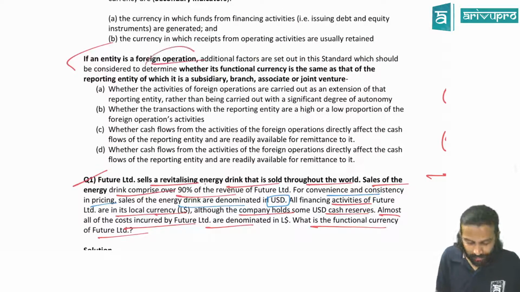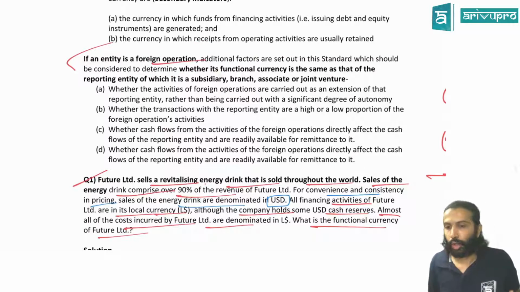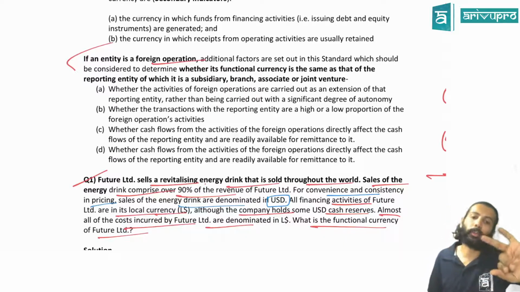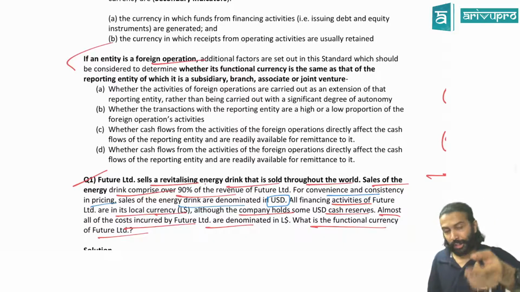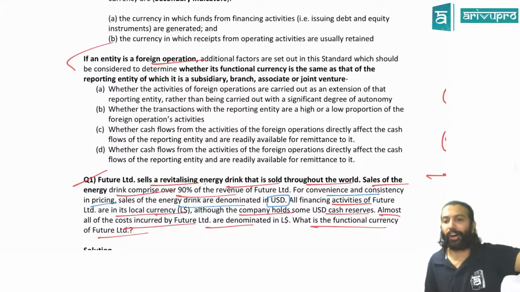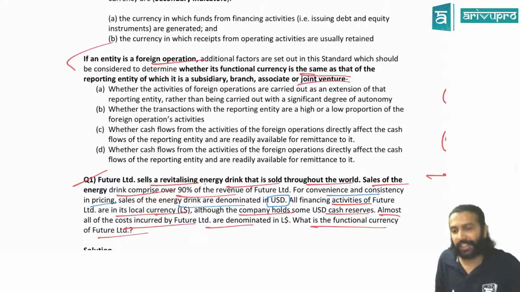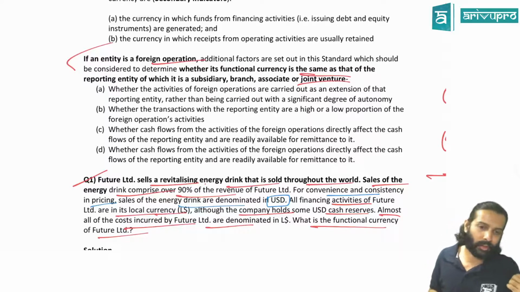Does foreign operation mean it should be a branch, sir? No. A foreign operation could be a branch, an associate, a subsidiary, or a joint venture. Does it mean it should be conducted in some other country? Not necessarily. It could be conducted in another country, or in a currency other than that of the reporting entity. We saw the definition before.